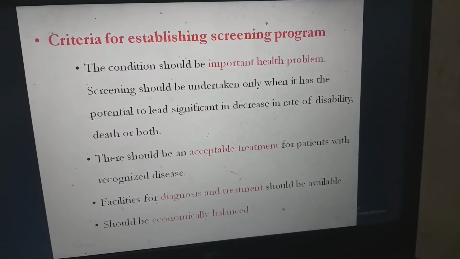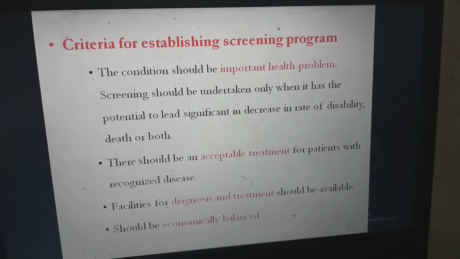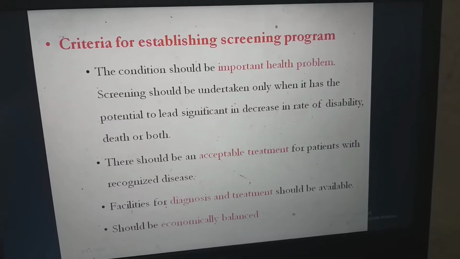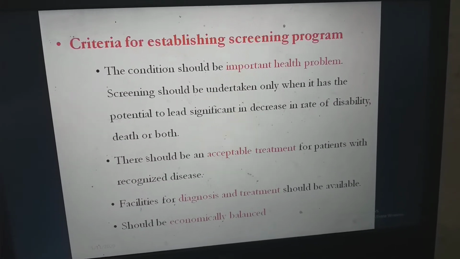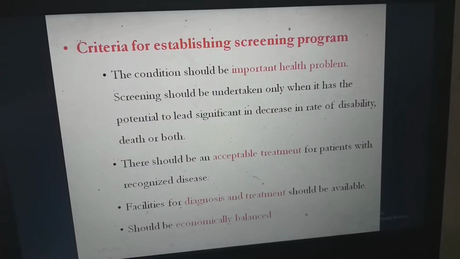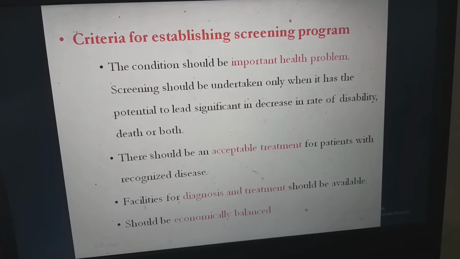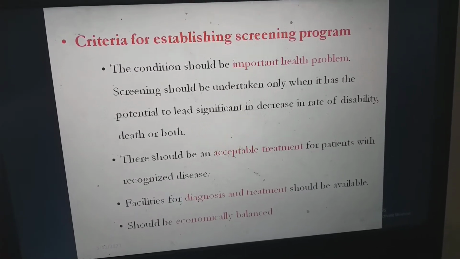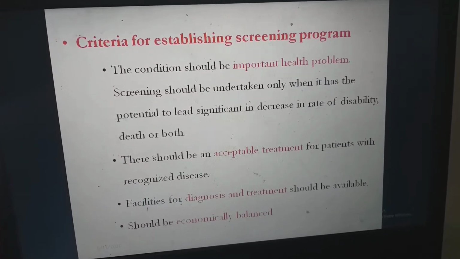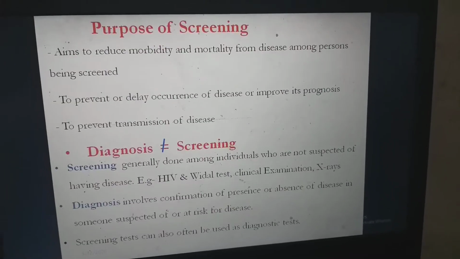Criteria for establishing a screening program. The condition should be an important health problem. If it is an important health problem, we should develop a screening program. Screening should be undertaken only when it has the potential to lead to a significant decrease in the rate of disability, death, or both. There should be an acceptable treatment for patients with recognized disease. Facilities for diagnosing and treatment should be available, and should be economically balanced.